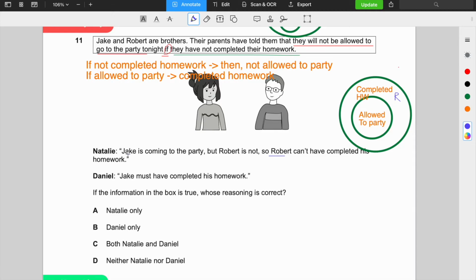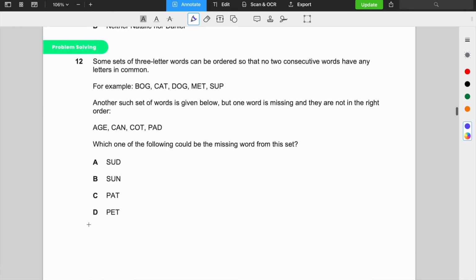But Natalie says Jake is coming to the party. So if Jake was allowed to come to the party, he has definitely fulfilled that necessary condition. He's definitely completed his homework. So Natalie's wrong because Natalie says Robert can't have completed his homework. No, Robert may have completed his homework but still not be allowed to come to the party. But Daniel is correct. Jake must have completed his homework. Yes, right? Because if he was allowed, he must have done his homework. So only Daniel is correct. Option B. Okay. All right.